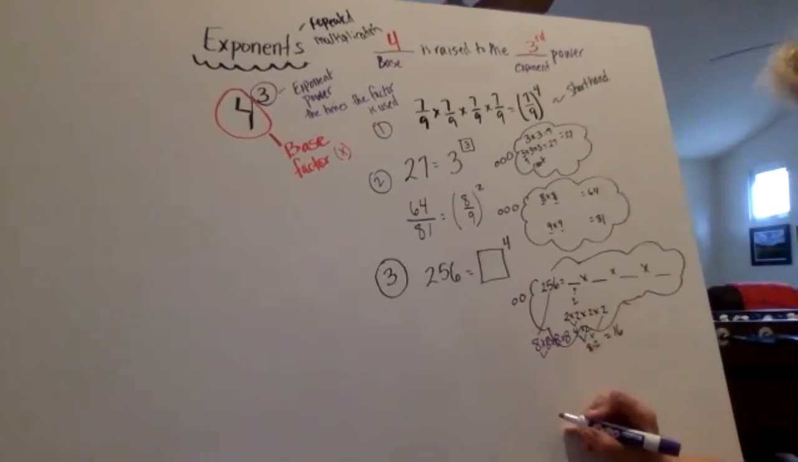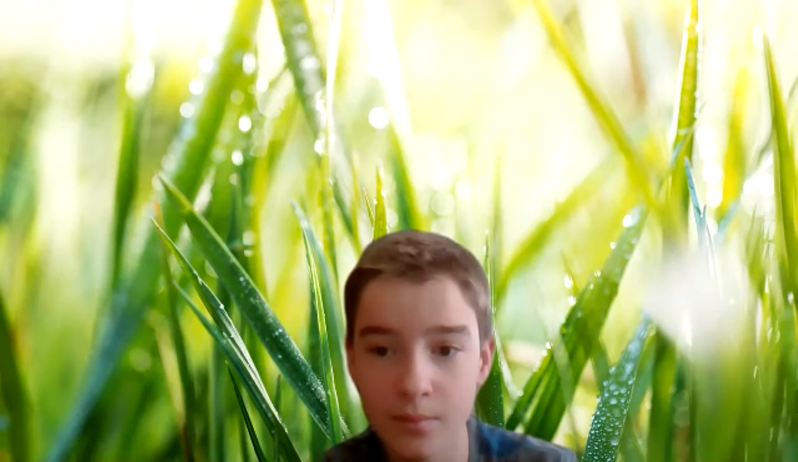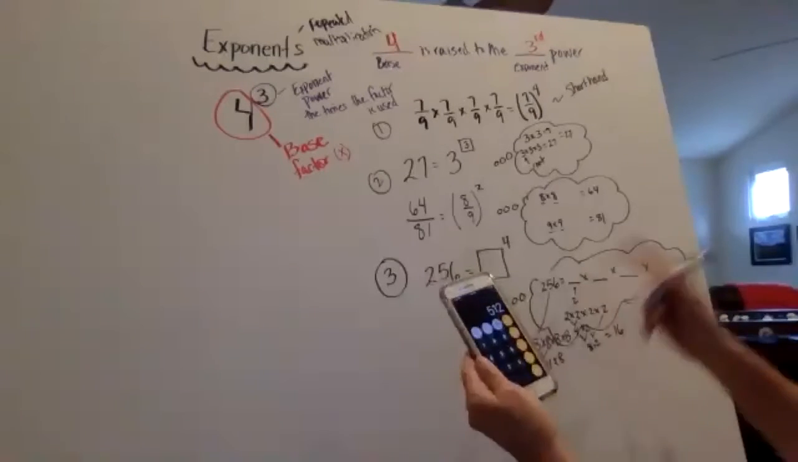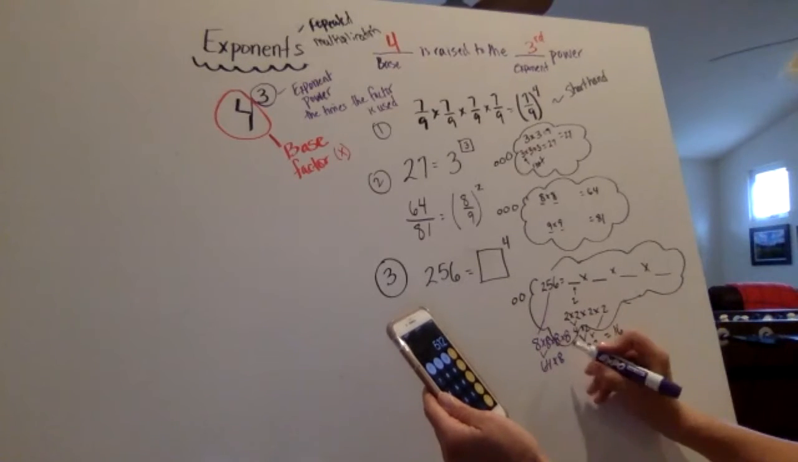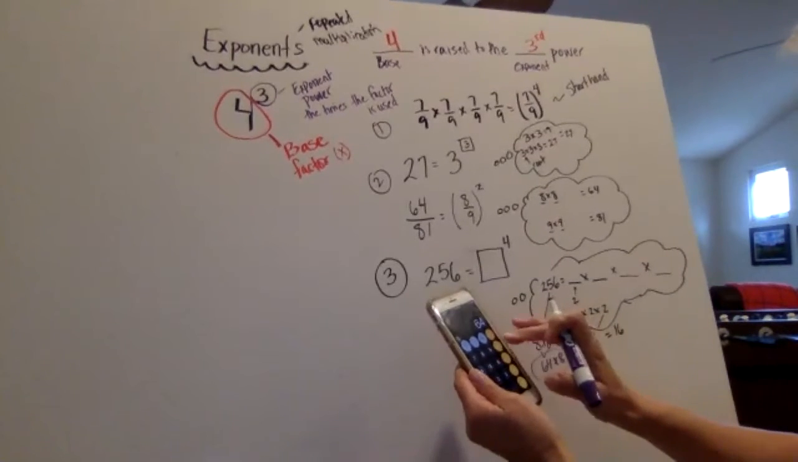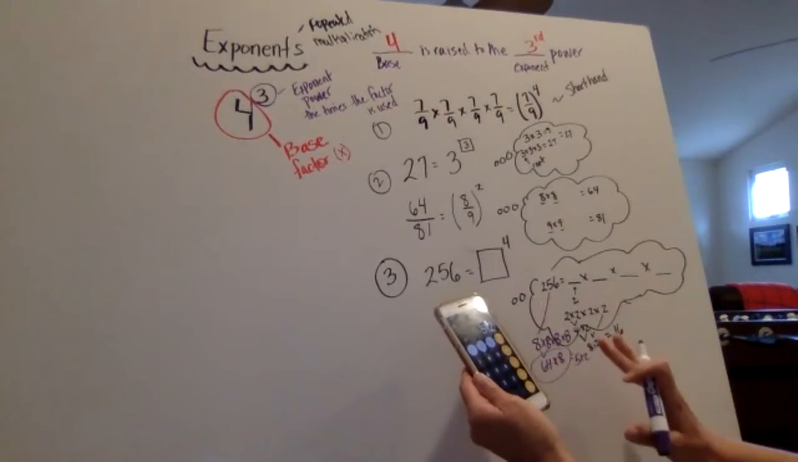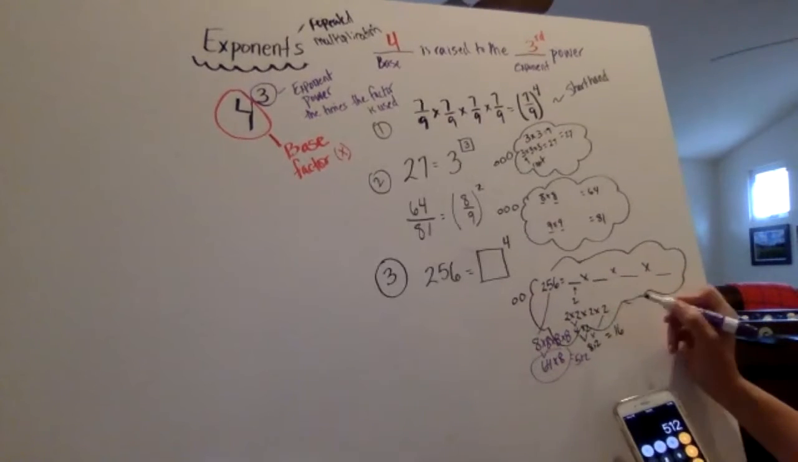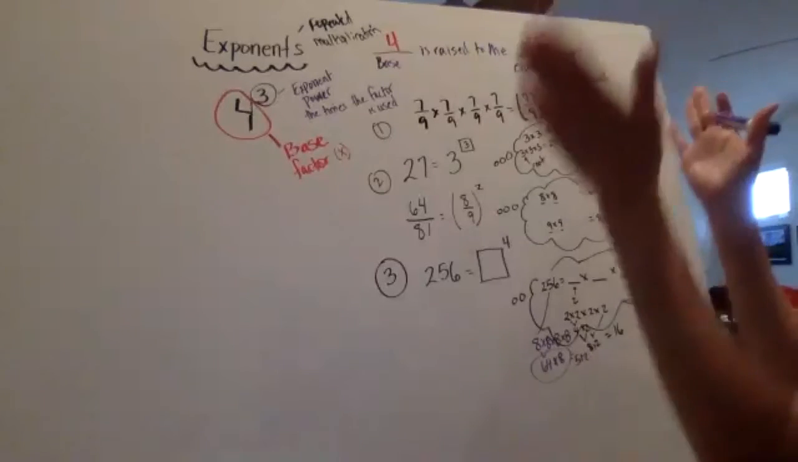8 times 8 is what? 64. Times 8 again. And again, trial and error. 64 times 8 gives me 512. I've overshot. Okay, so I've already got to 512. So my number is between 2 and 8. So 8 was too big? Too big, too small, so this is why we're using trial and error. Got to come in between.